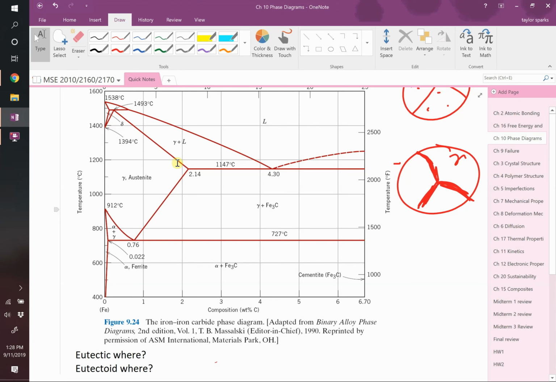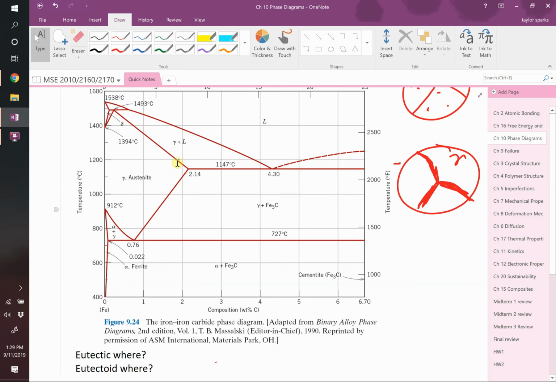Amount of the phase we get by what? I was just going to say the amount of phase would be lever rule and composition would be the weight percent. Yeah. The lever rule tells you the amount in either weight percent or mole percent, depending on what your graph's given in. But the composition of those phases will be wherever you connected those lines on the side. That's the composition of the phases.